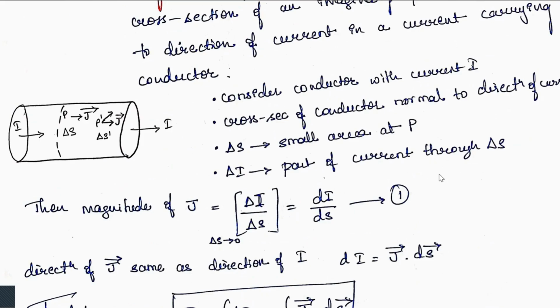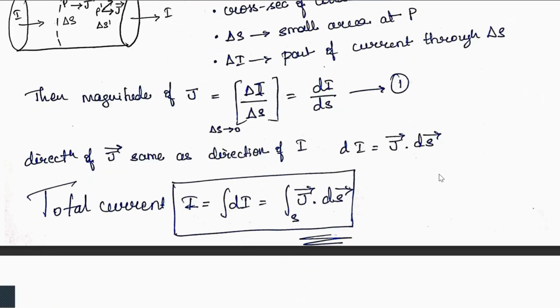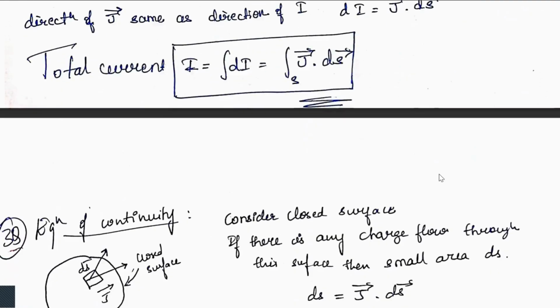Now the magnitude of J will be delta I by delta S, where delta S tends to 0, that is dI by dS. This will be my first equation. Now the direction of J vector is the same as that of the current, so dI is equal to J vector dot dS vector. Total current I is the integration of small currents dI, which is equal to the integration over S of J vector dot dS vector.